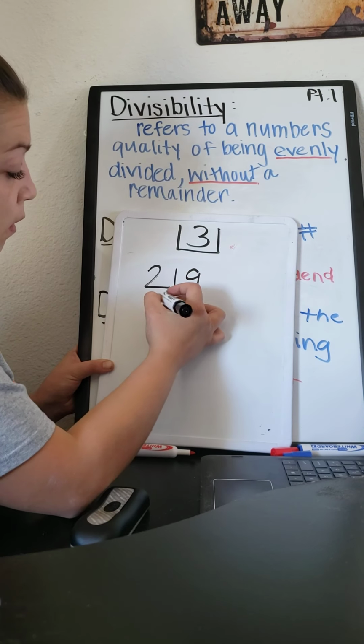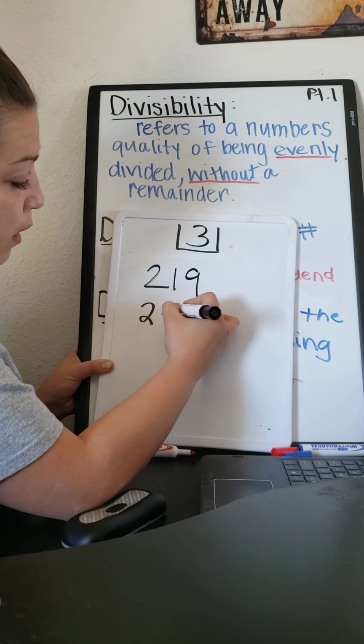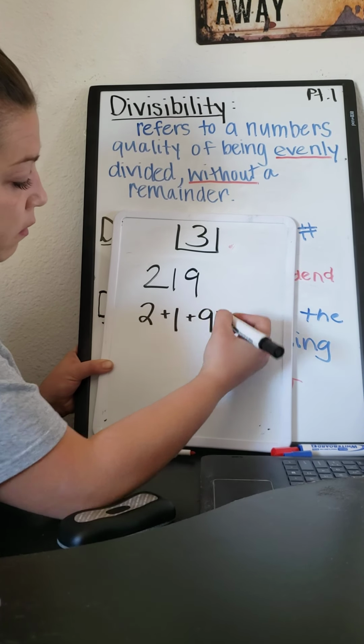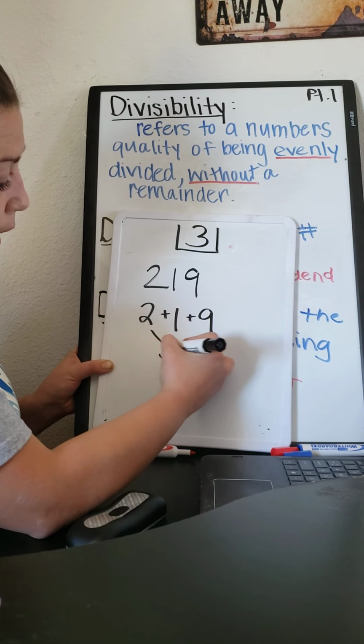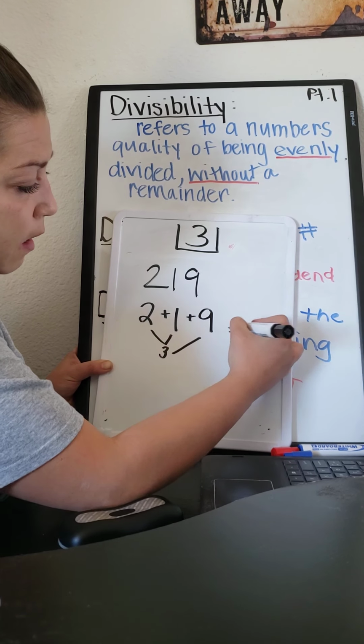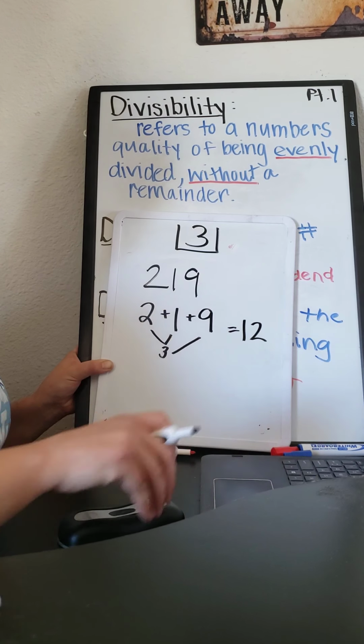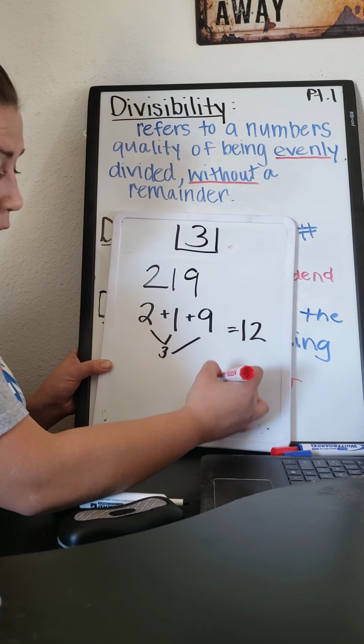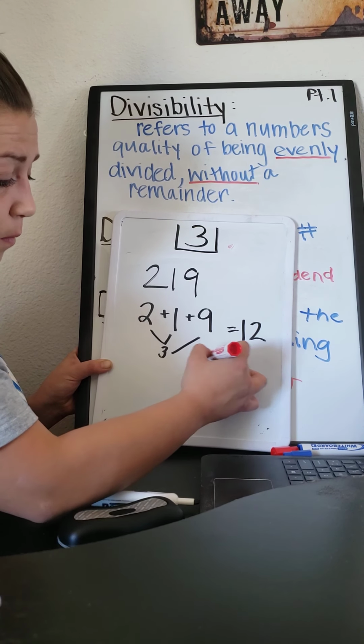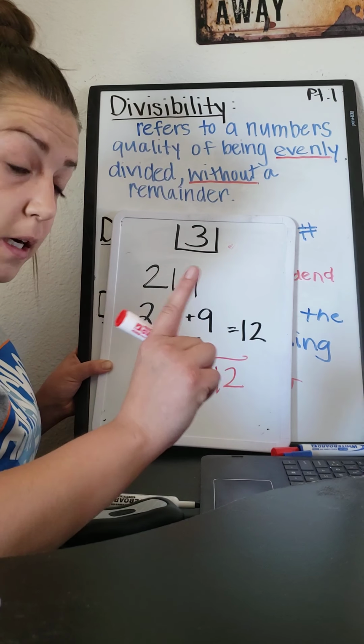219. So let's go 2 plus 1 plus 9. We know that 2 plus 1 is 3. 3 plus 9 is 12. So, is 12 divisible by 3 with no remainders?